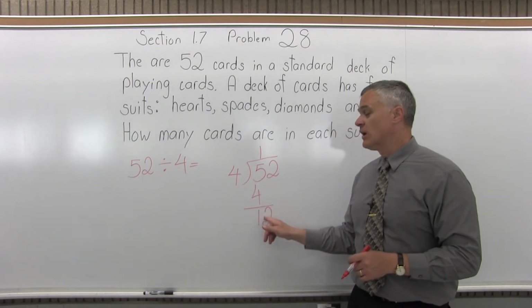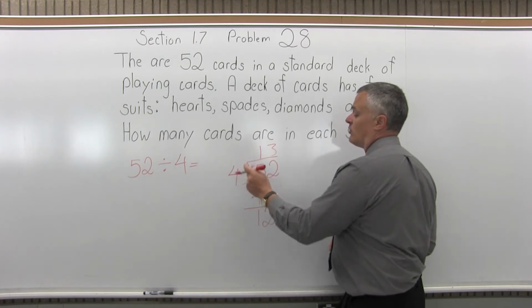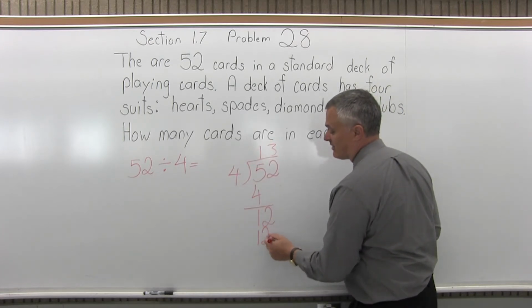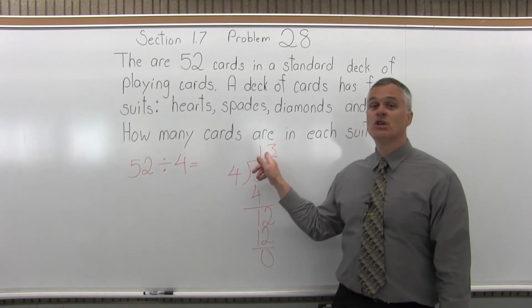4 will fit into 12 how many times? 3 times, because 3 times 4 is 12. It fits in exactly with no remainder. So the answer I get for the division is 13.